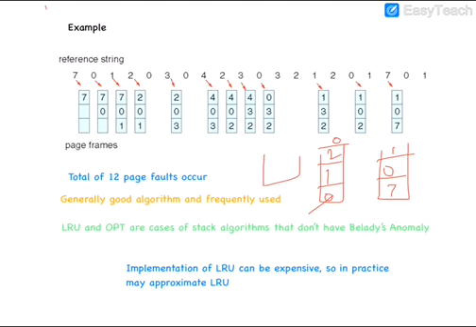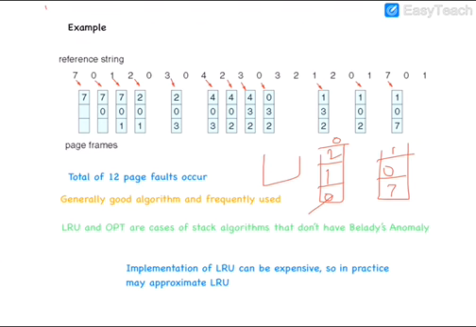7 comes again and memory is full, so we have to see that 1 and 0 are the recently used, and 2 is the oldest one, so 7 is replacing 2. Whenever 0 comes, it is present in memory, so no page fault. 1 is already present, no page fault. So this is how the least recently used algorithm will work. When you check the total number of page faults, 1 2 3 4 5 6 7 8 9 10 11 and 12, a total of 12 page faults have occurred.